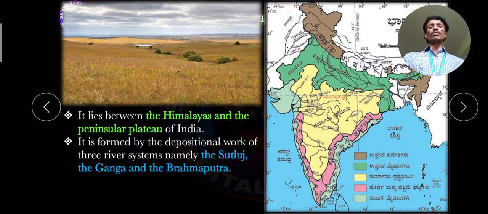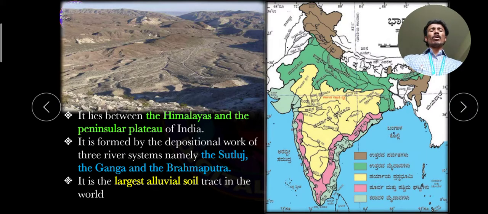See, from last to first, we should consider the depositional system of BGS. This is our school name. BGS. B means Brahmaputra, G means Ganga, S means Sutlej. Do you understand, dear friends? So the northern Great Plains are formed by the depositional system of three rivers, namely Sutlej, Ganga and Brahmaputra. From last to first, BGS: Brahmaputra, Ganga and Sutlej.